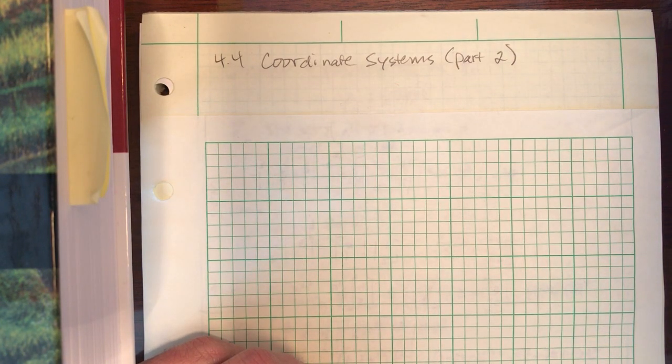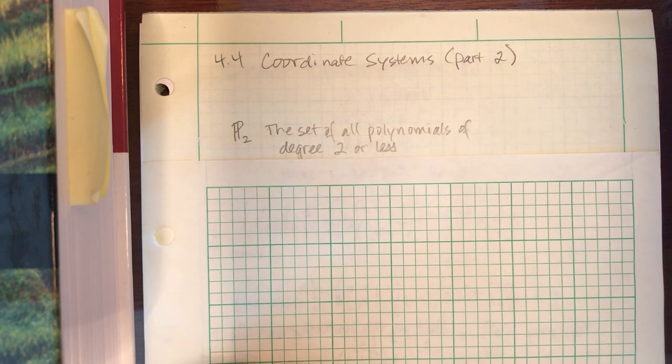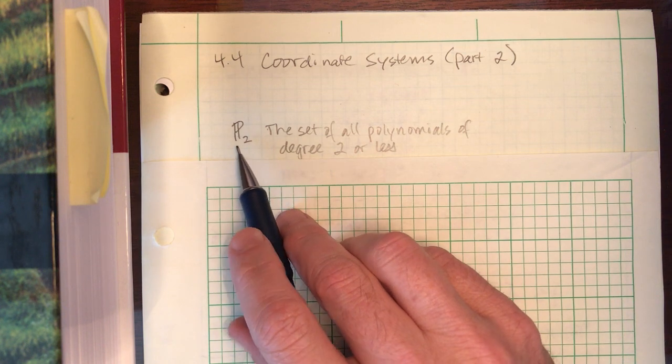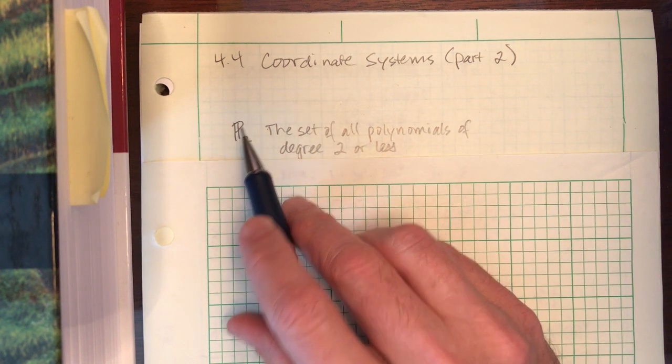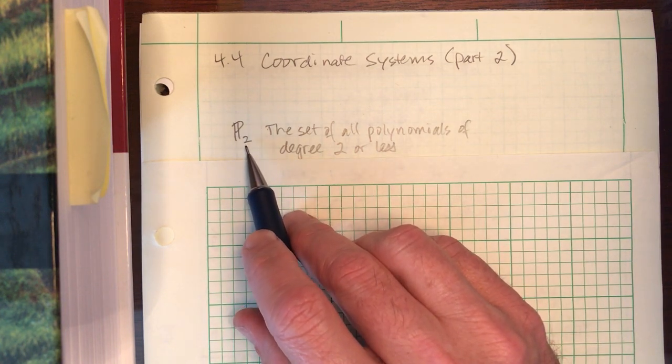For the second part of 4.4, I'd like to consider a different vector space for a while. We're used to working in R2, R3, and different R systems, but I'd like us to consider the set of all polynomials of degree 2 or less. You can see that it has a similar structure. R often has that double bar, and the exponent tells you what system you're in. Here, the subscript 2 tells me the highest degree of polynomial we're working with.